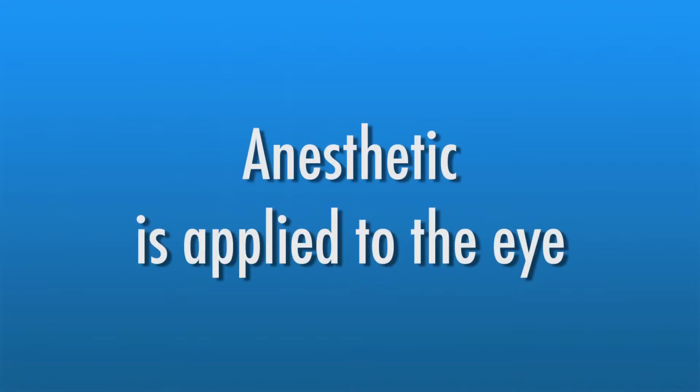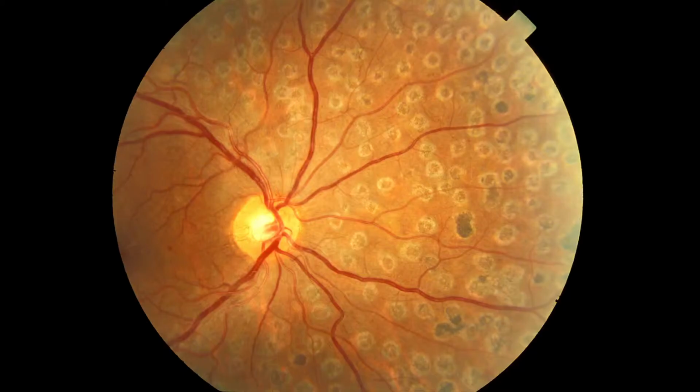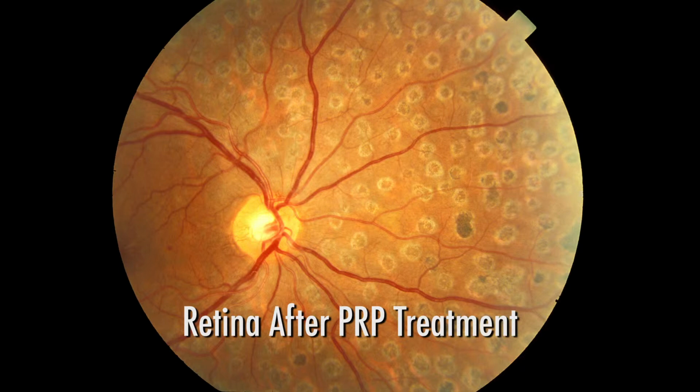For comfort during the procedure, an anesthetic is applied to the eye. The laser is applied to the peripheral retina, avoiding the central macula. This causes the blood vessels to shrink and often prevents them from growing again in the future. It also decreases the chances of the blood vessels bleeding into the vitreous or causing a retinal detachment. In some cases, multiple laser treatments may be necessary.